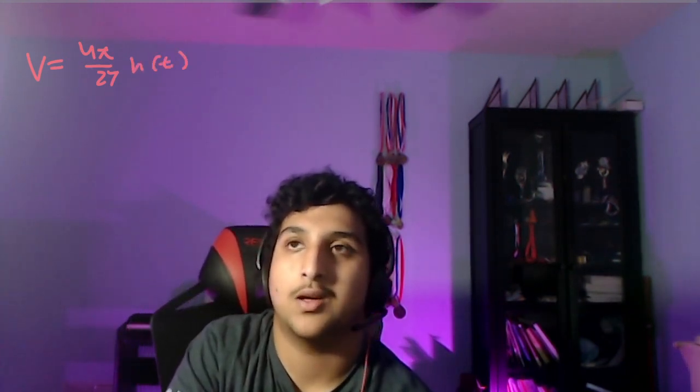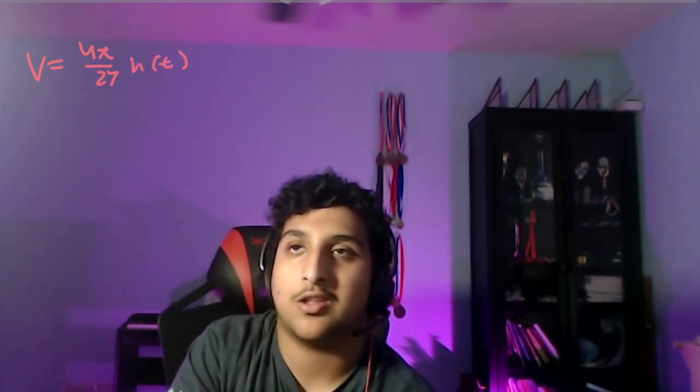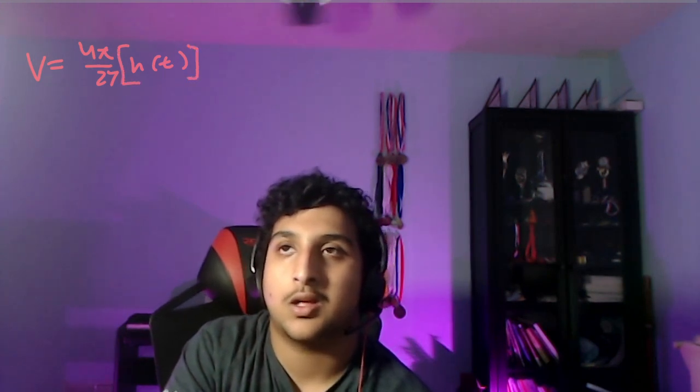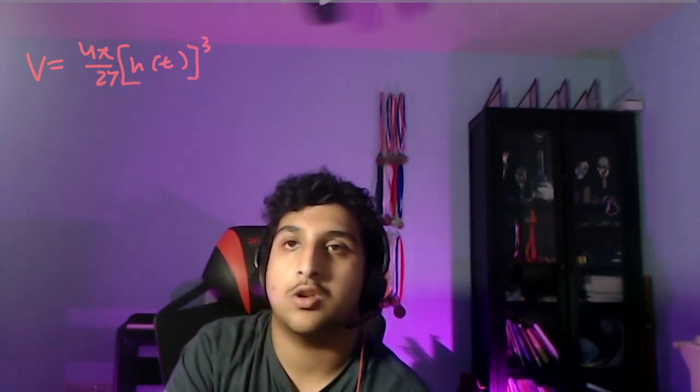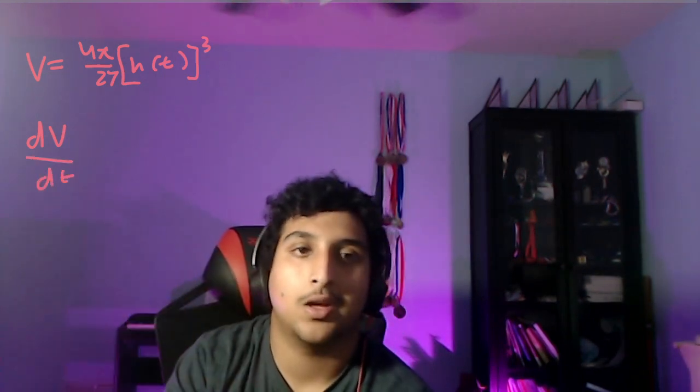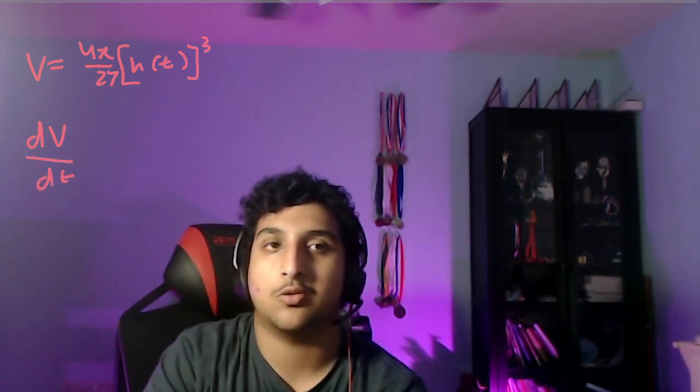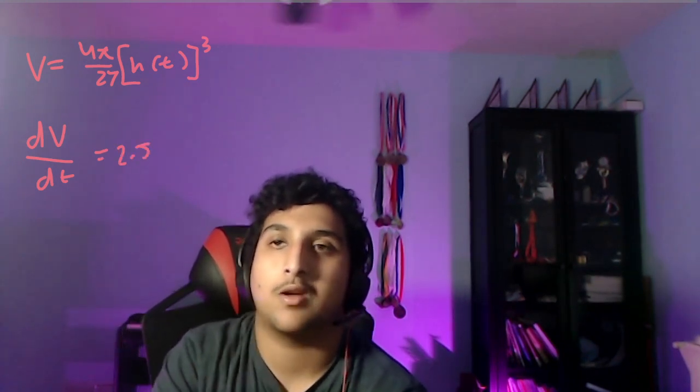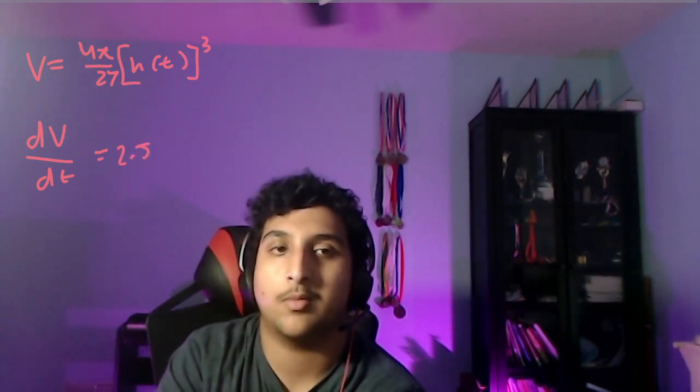Okay, so V is equal to 4 pi over 27 h of t cubed. It's the same thing though, right? So what can we do now? We already know the change in volume, dV over dt, change in volume over time. It is equal to 2/5 feet cubed a minute. We were given this at the start of the problem.